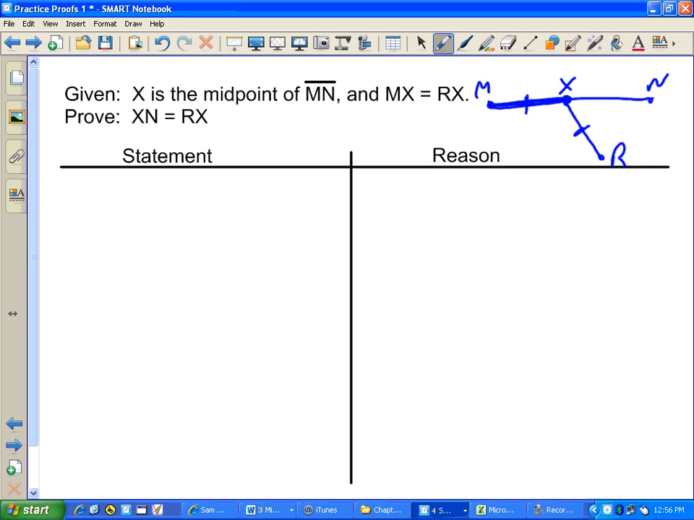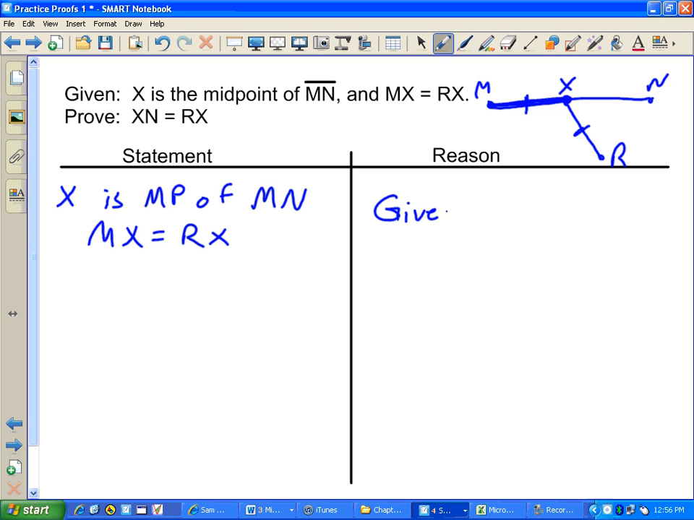Those are equal, so I'm going to mark my picture like that. I'm going to put my given information: X is the midpoint of MN, MX equals RX. That's all given. Somewhere I need to get down at the bottom, I need to say that XN is the same as RX. So it might help if I could start talking about XN. I already know something about RX. I don't know anything about XN. So I'm going to look at my given information and try to figure out what I can say about XN.